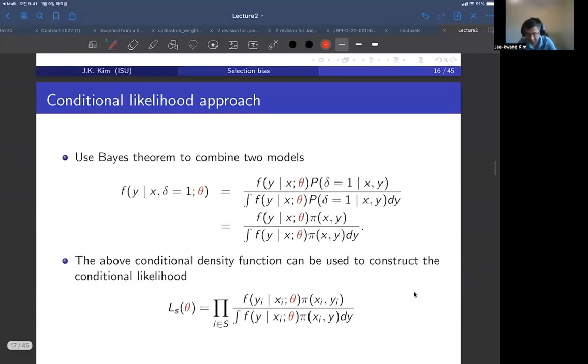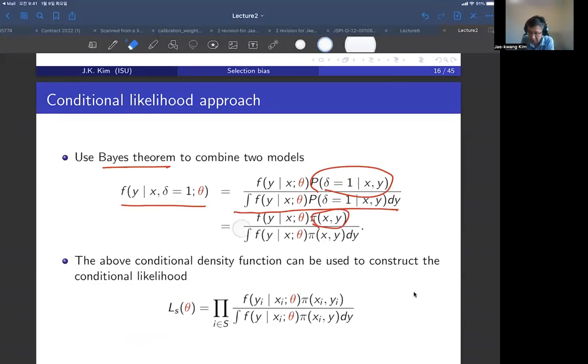A problem. So the starting point is to use the Bayes theorem. If you use Bayes theorem and develop the model for the sampled part, this is the conditional distribution of the model for y given x among those sampled, right? And then using the Bayes theorem, we get this form, and then this is actually pi(x, y). So we can write it in this form, like a weighted form of density. So this is the density that we're going to use for the likelihood function.